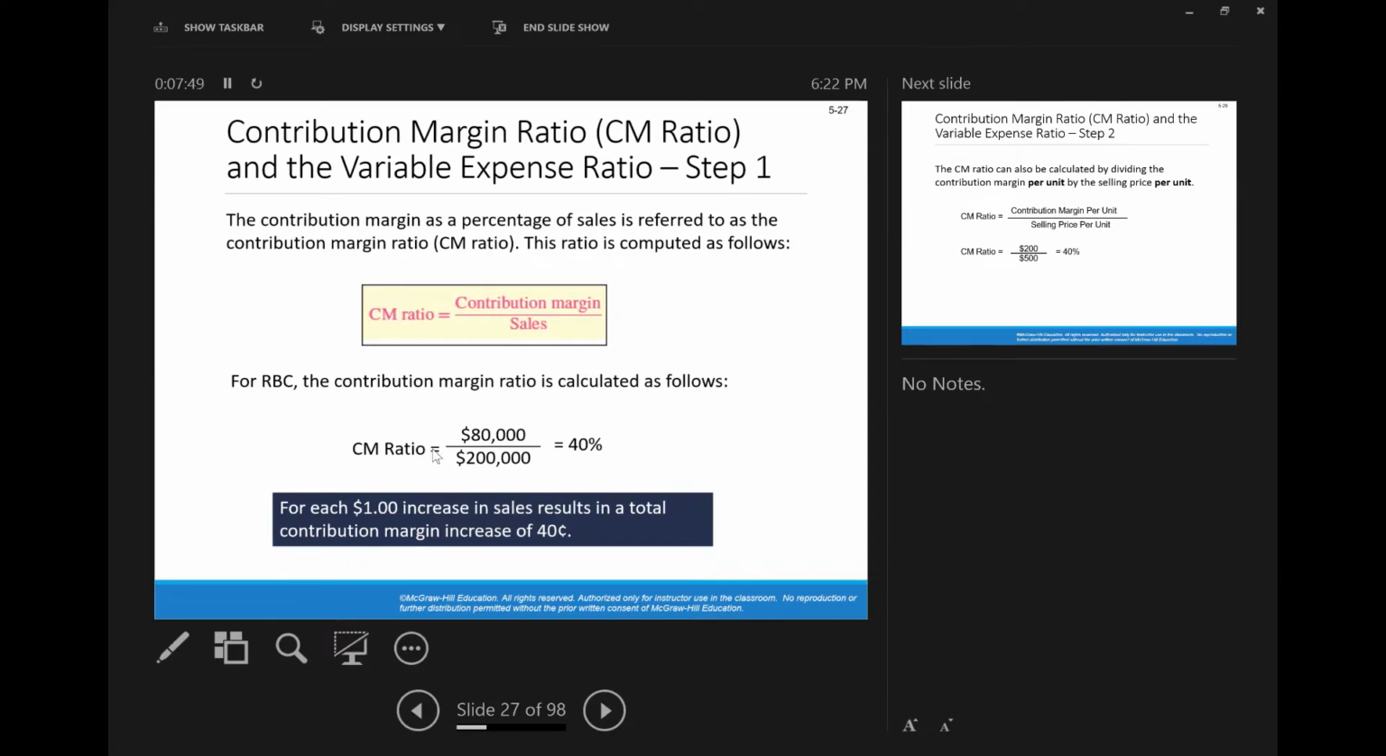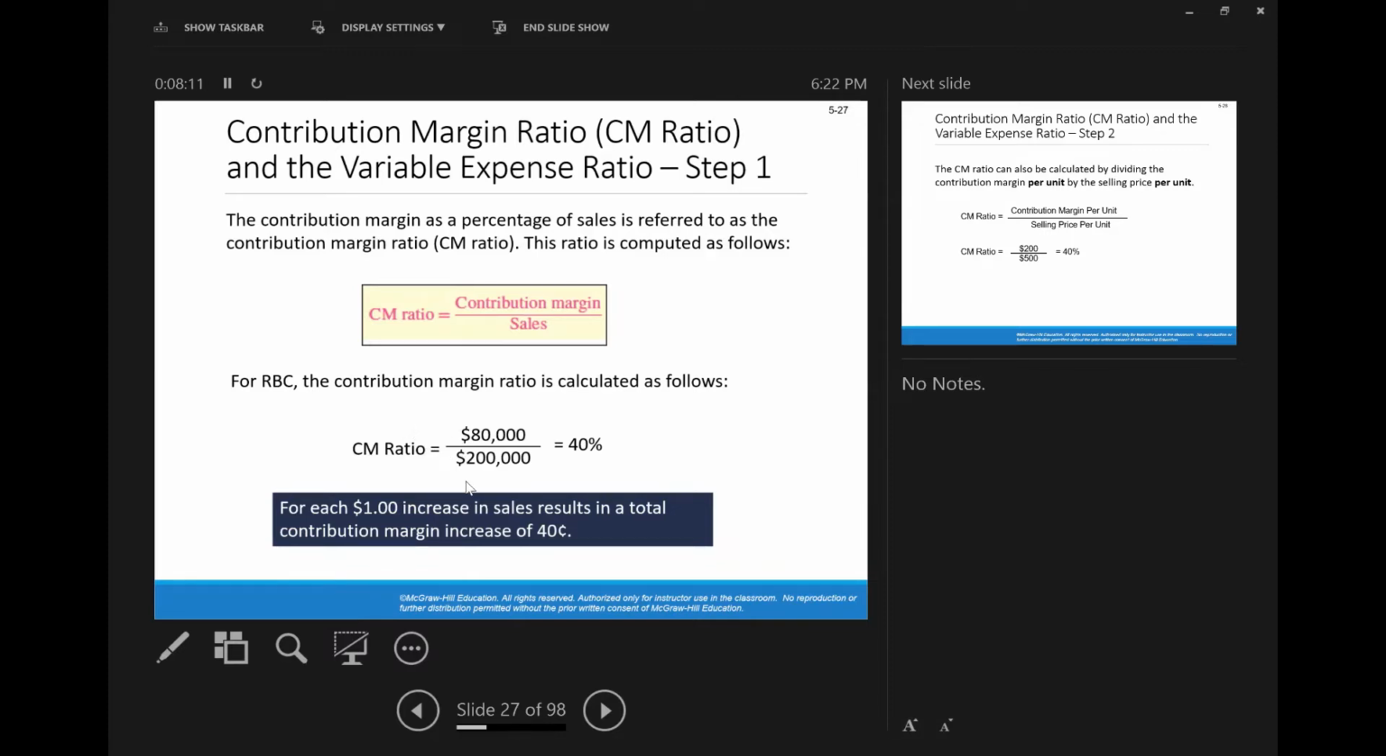So we have the contribution margin, which is the 80,000 total. The 200 per, so it's 200 times 400, 80,000. And then we have the sales, which was 500 times the 400. So that's 200,000. So when you divide them, you get 40%. Okay, so the contribution margin ratio is 40%.